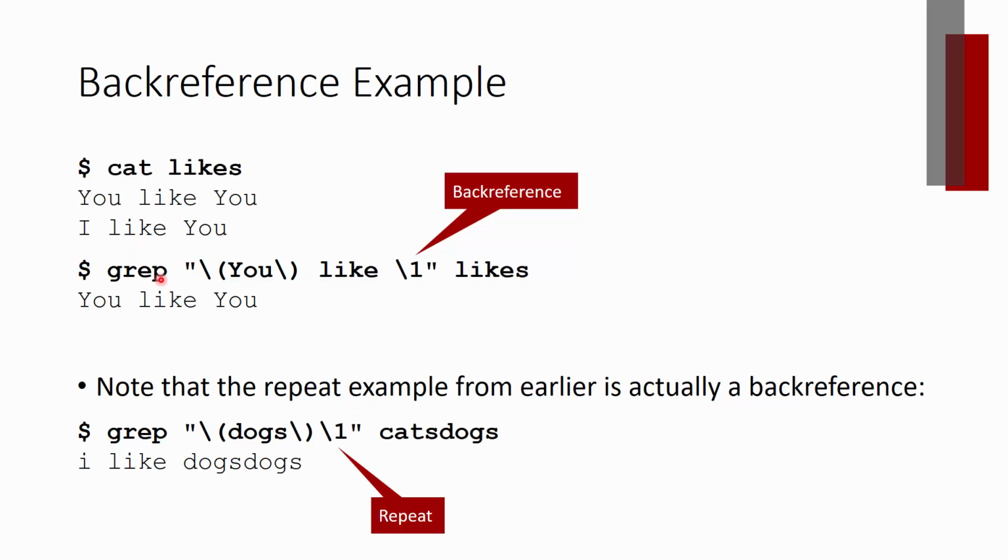In this upper example here, we have a file called likes, and likes consists of 2 lines, you like you and I like you. In my grep pattern, I parenthesize you and then say like \1, which is a reference back to the first capture of you. So this is going to match lines that only say you like you. Then, sure enough, the only line that's returned is you like you.